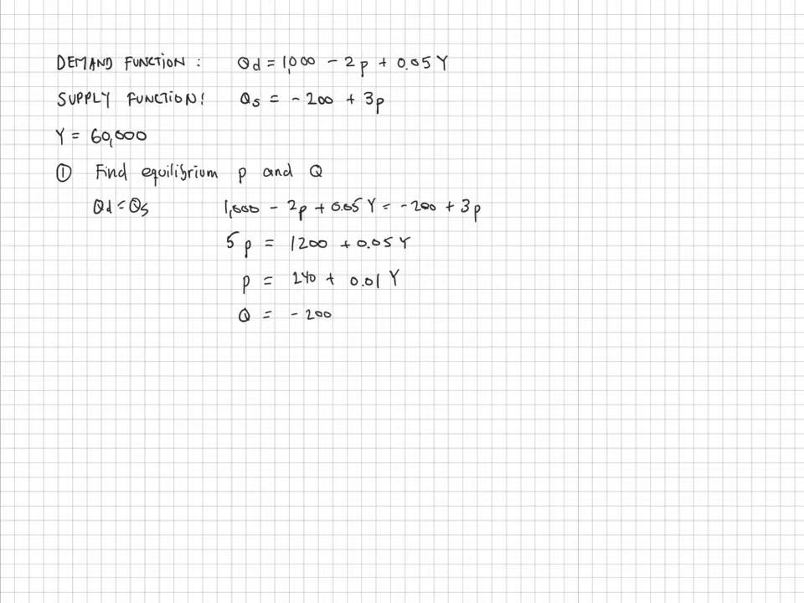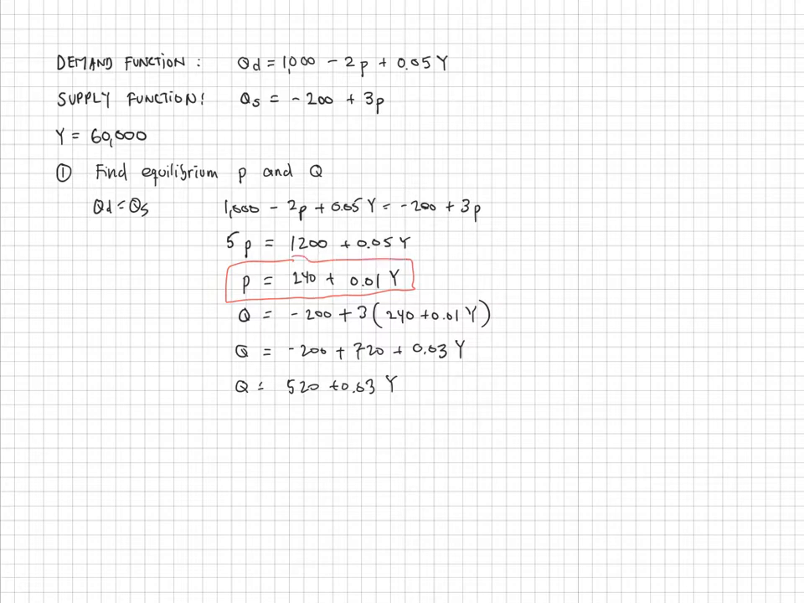Then I'm going to solve for equilibrium quantity, just plugging that in. So minus 200 plus 3 times 240 plus 0.01 y. So our equilibrium quantity is equal to minus 200 plus 720 plus 0.03 y. So that's equal to 520 plus 0.03 y. So we have our equation for equilibrium price and our equation for equilibrium quantity.